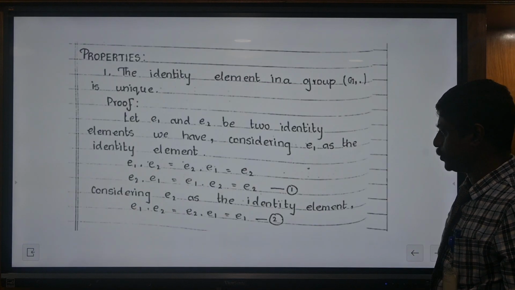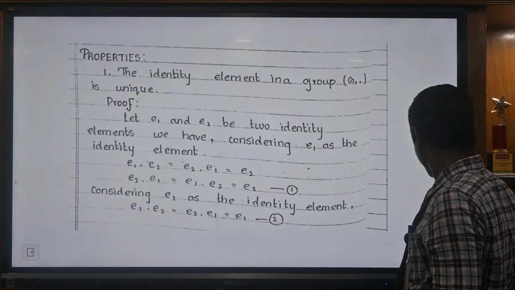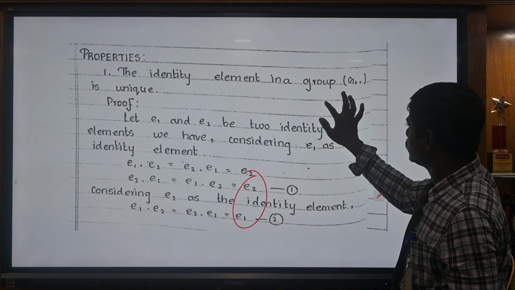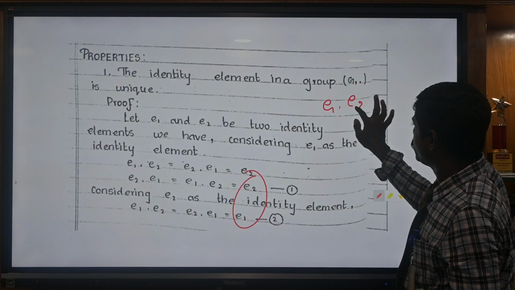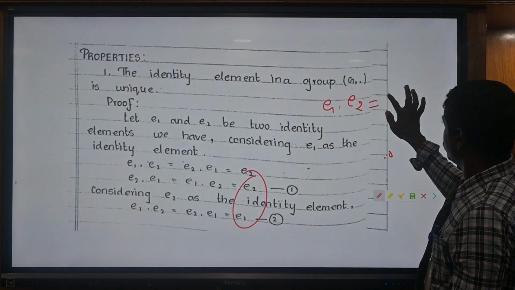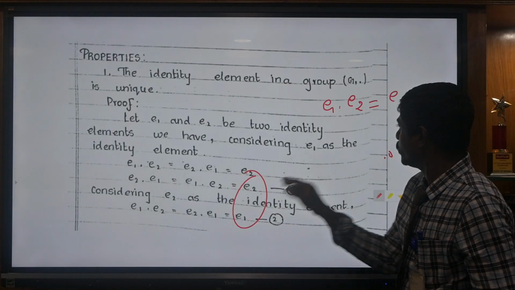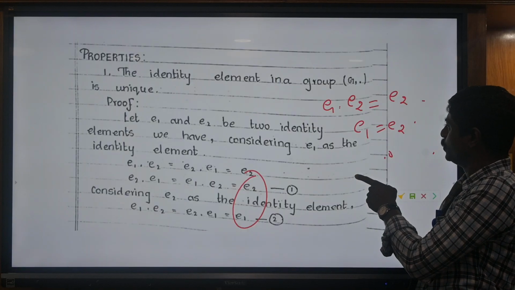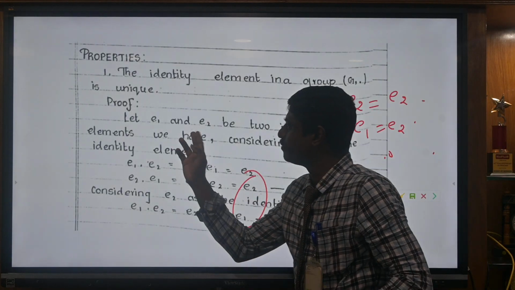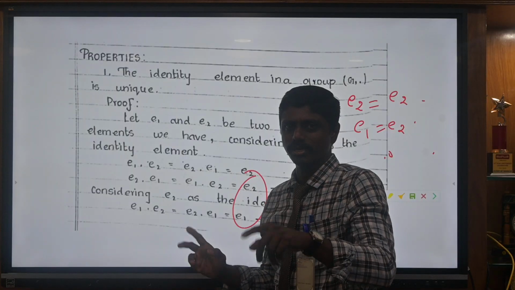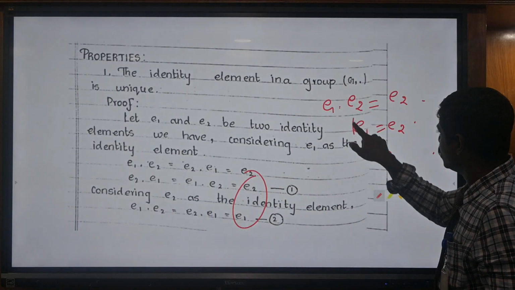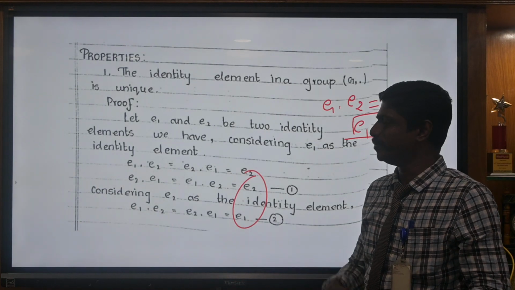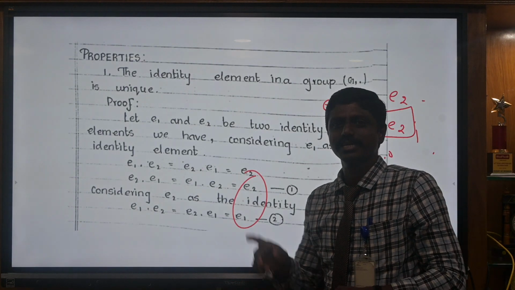Okay, what will equation 1 equal to equation 2? When you compare both, what happens? LHS is equal to RHS. So E1 E2 equal to E2. Instead of that, you can substitute E1 equal to E2. This is my result using 1 and 2. So what is the meaning? You take two different identity elements, one is E1, another is E2. I got the answer. Both are equal. So what is the meaning? There are no different identity elements in G. We have only one identity element, that is unique.